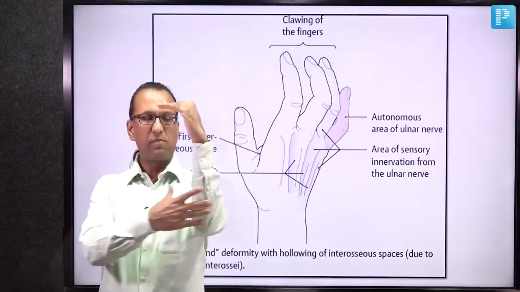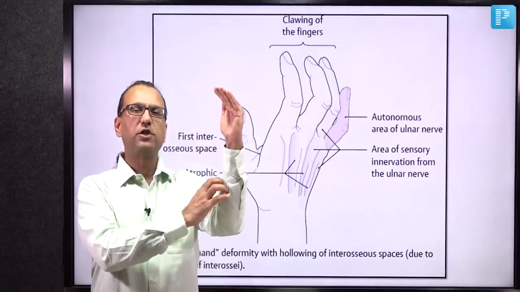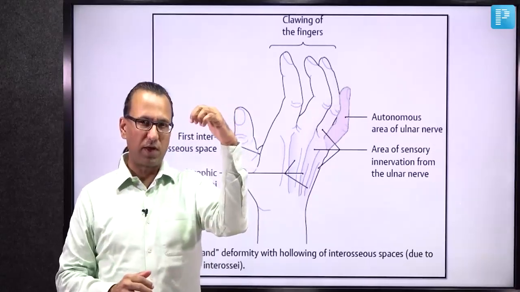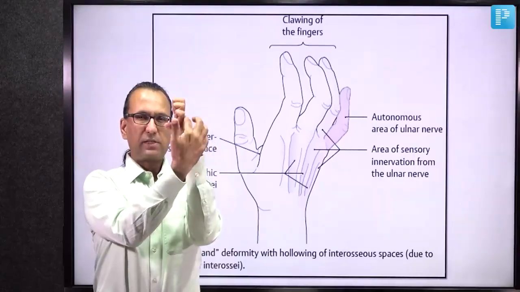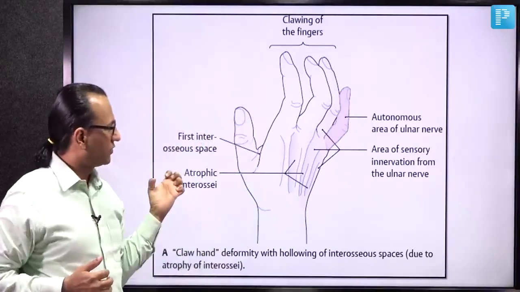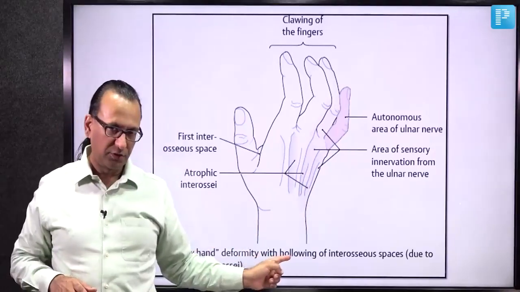In fact, the forearm muscles will become more powerful, and you will find that the anterior forearm muscle, flexor digitorum profundus, is causing the folding of the IP joint, whereas the extensor digitorum is causing MCP hyperextension. So that is what is called claw hand deformity, seen in ulnar nerve injuries.